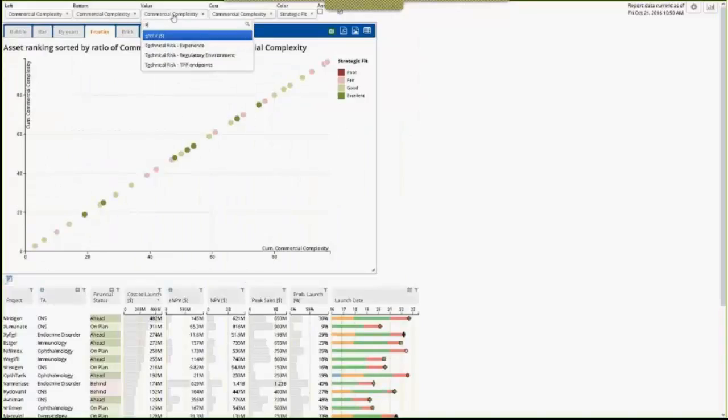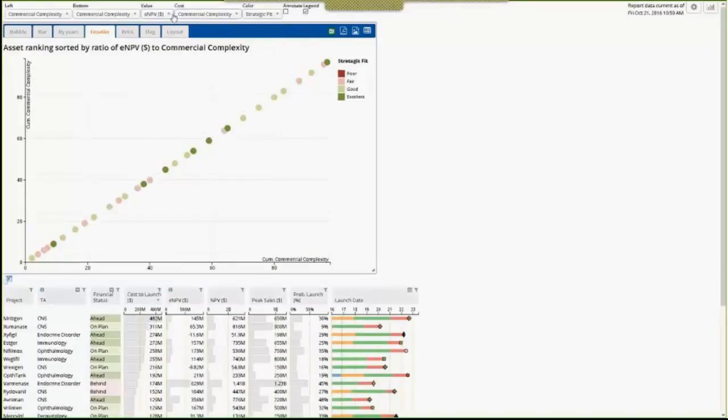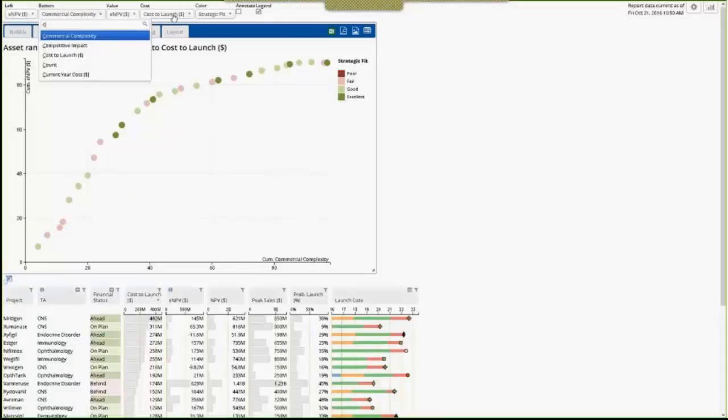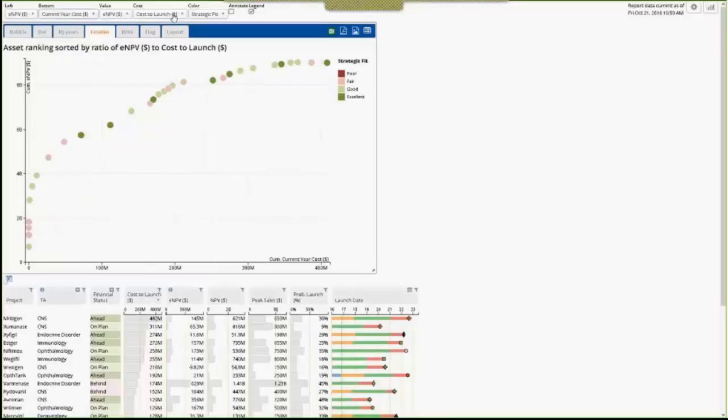So here we're going to look at ENPV over cost to launch. And we're going to plot this with respect to ENPV on the y-axis and current year cost on the x-axis. So now we're accumulating these, so each project is incrementally adding their value, which moves them on the y-axis, and their cost, which moves them on the x-axis. So you can see this first set of projects are very low cost. They're not moving us much to the right, but they're high value.